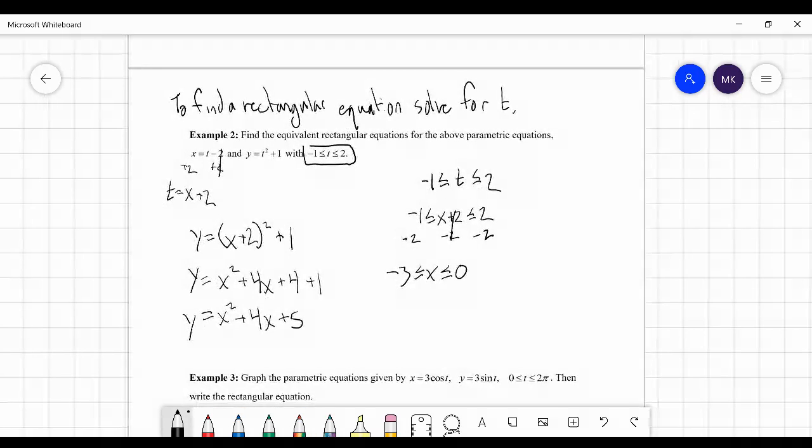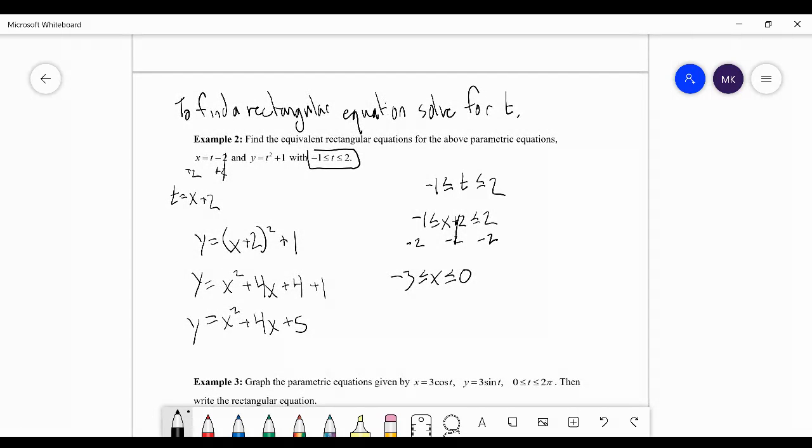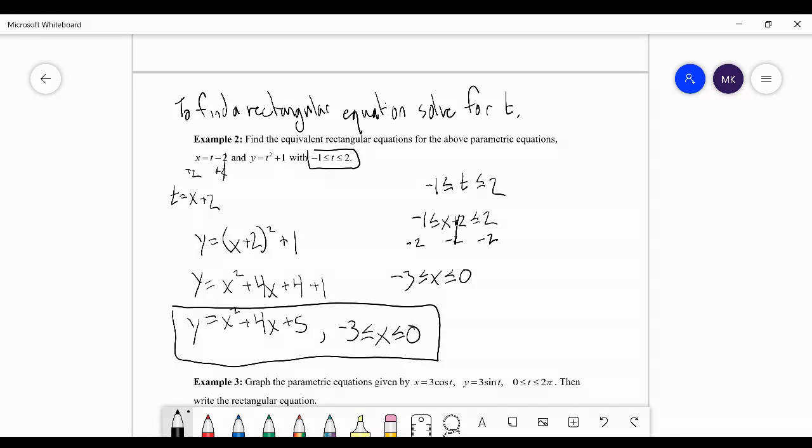And so what we get is that the rectangular equivalent to this parametric equation is y equals x squared plus 4x plus 5, with the condition that -3 is less than or equal to x is less than or equal to 0. So this is our final answer. Okay.